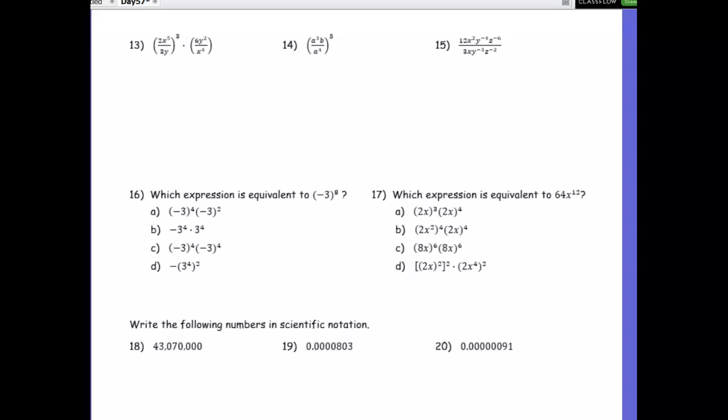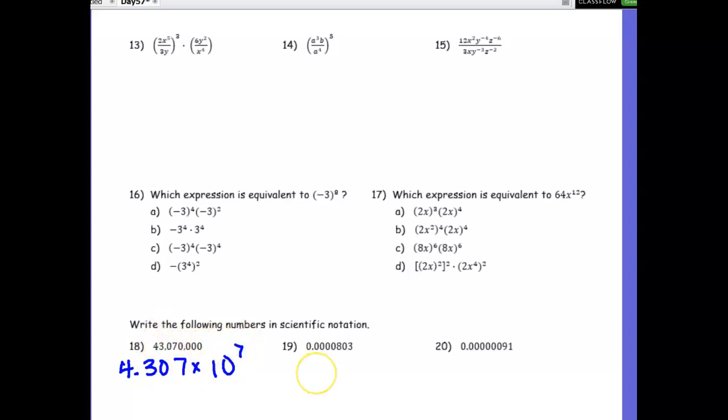Okay, 18, you're going to write the following in scientific notation. So remember, with scientific notation, the first number has to be greater than or equal to 1 and less than 10. So in this particular case, it would be 4.307 times 10, and then you're just going to count how many places over to the end. It would be to the 7th power.